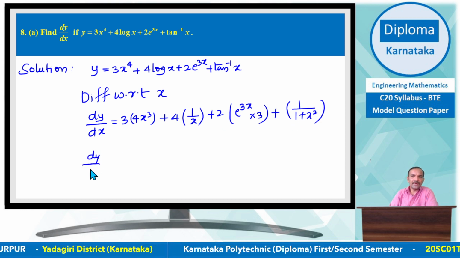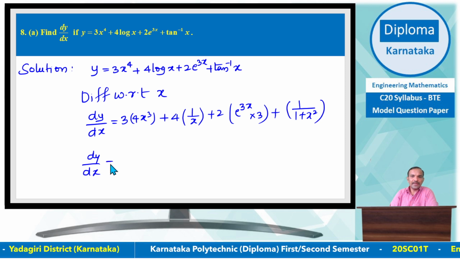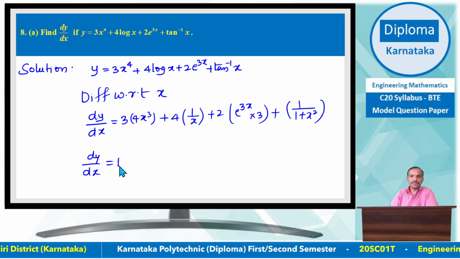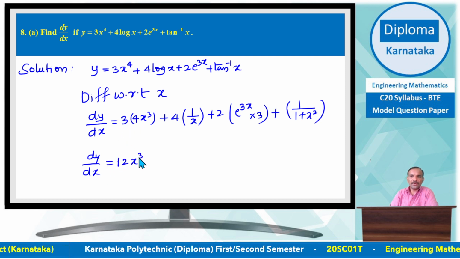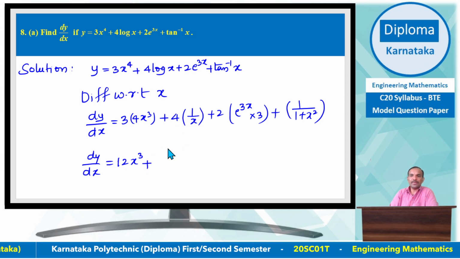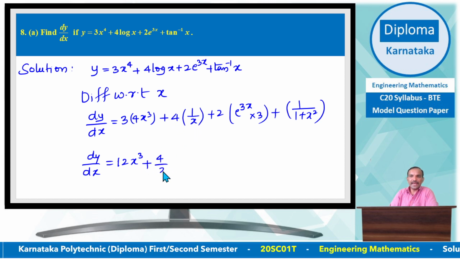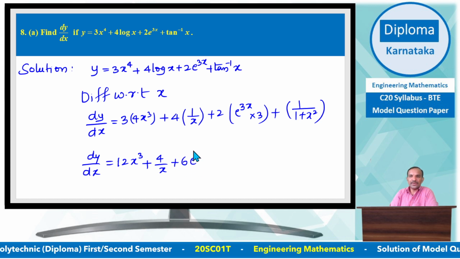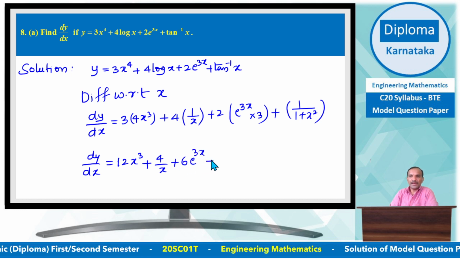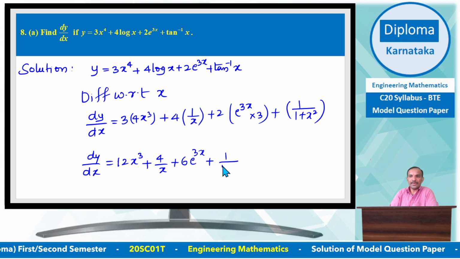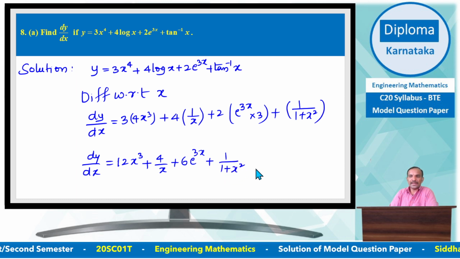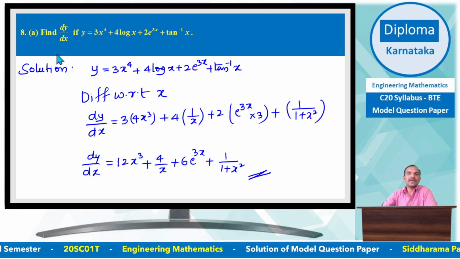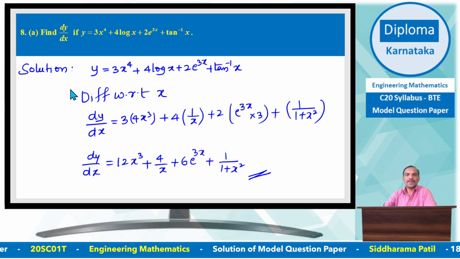Therefore, dy by dx equal to 3 fours are 12x cube, plus 4 into 1 by x is 4 by x, plus 2 into 3 is 6e to the power 3x, plus 1 by 1 plus x square. This is the required answer for 8A. Next, 8B.